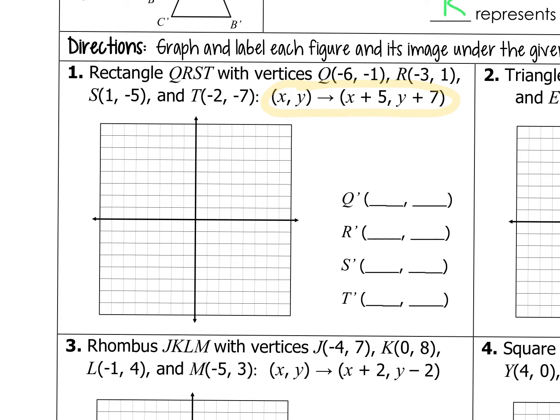So let's plot our pre-image first. So Q is to the left 6 and down 1. So here's Q. And then R is to the left 3 but up 1. So here's R. And S is to the right 1 and down 5. And then T is to the left 2 and down 7. Then you want to connect these with a straight edge.